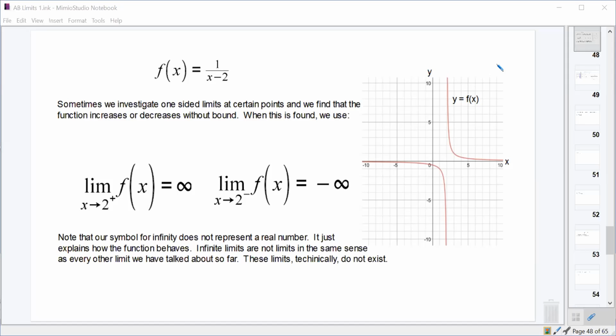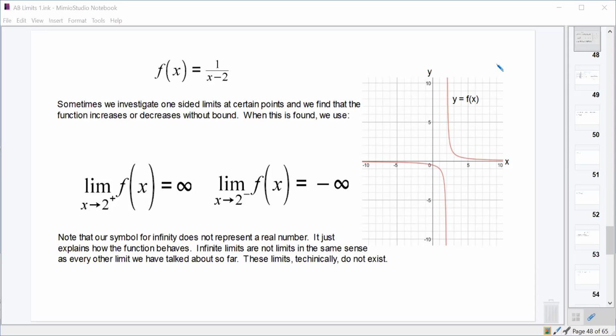So anytime a function approaches a vertical asymptote, we then say that the limit as we approach that x value where the asymptote is, either from the left or from the right, is either infinity or negative infinity, because it is not approaching a specific real number value. It's getting very, very large or very, very small. We say that it's either increasing without bound or decreasing without bound.